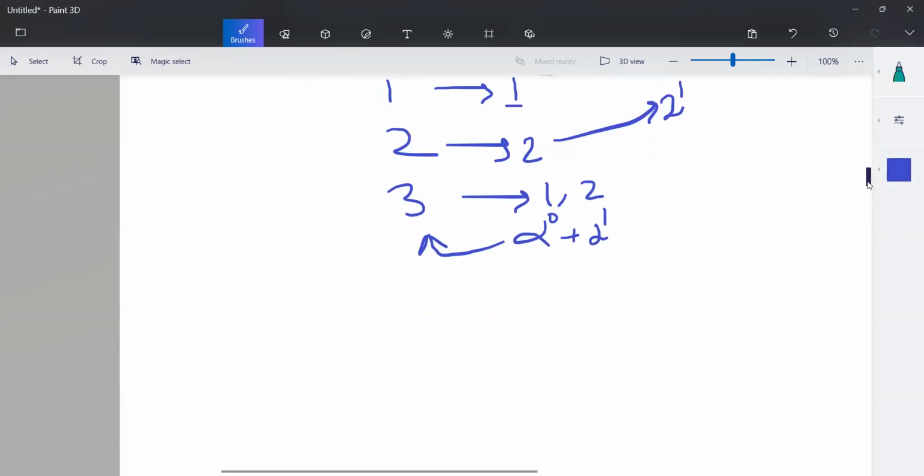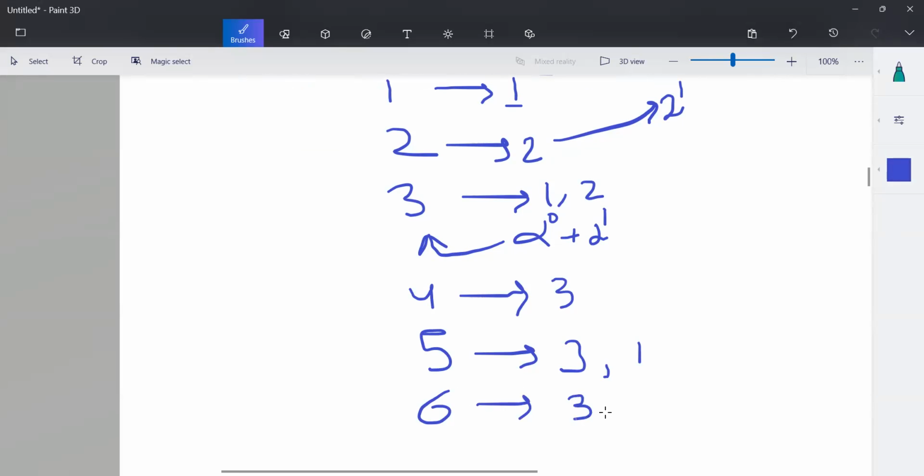So now 3, then 4. Using 4, you can buy dessert number 3. Then using 5, you can buy 3 and 1. Using 6, you can buy 3 and 2. And using 7, you can buy 1, 2, and 3.